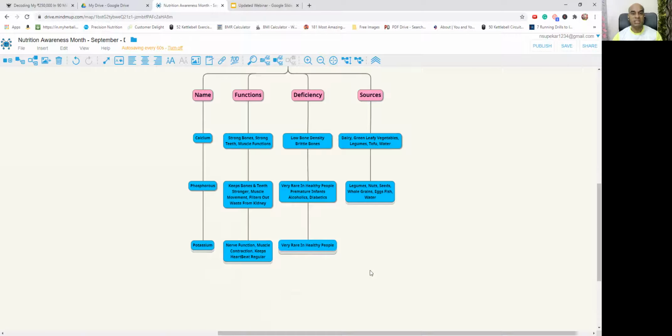Now, deficiency is very rare in people. There are very few chances of having a potassium deficiency. But again, if you are on heavy antibiotics for treating any disease for a longer period of time, there are chances that you might create a potassium deficiency, which is very rare.